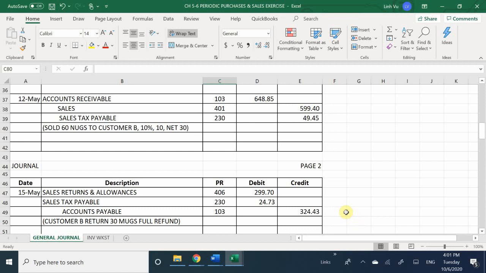So be very careful. The total amount that he owes us originally was 648.85. We refunded him for the 324.43. Because it was $299.70 plus the sales tax, 24.73 on the 15th, right below it. Am I right? Or what am I looking at? So he actually owes us in total 324.42, because we originally charged him for 85 cents.